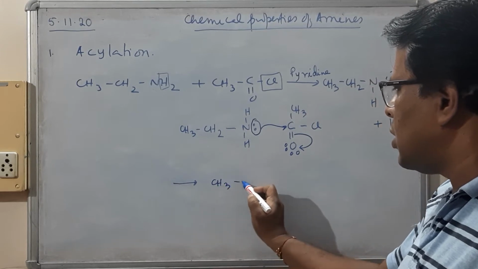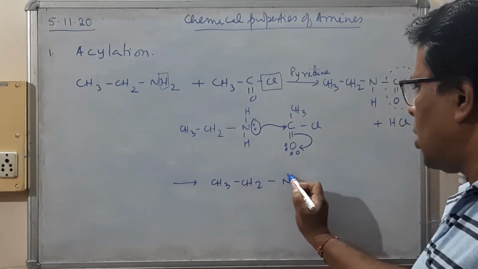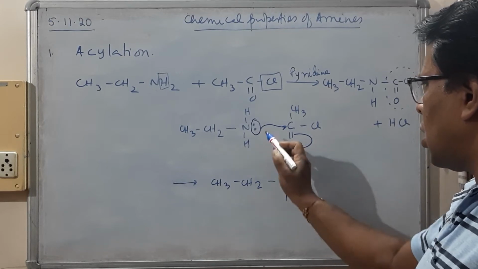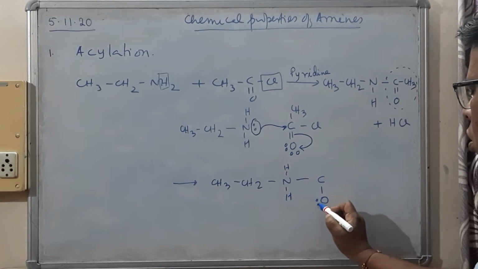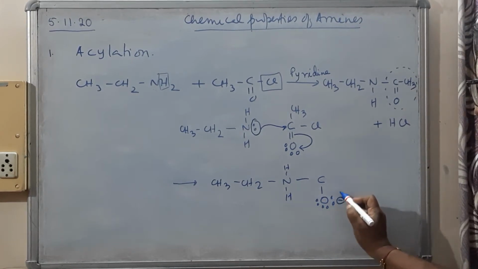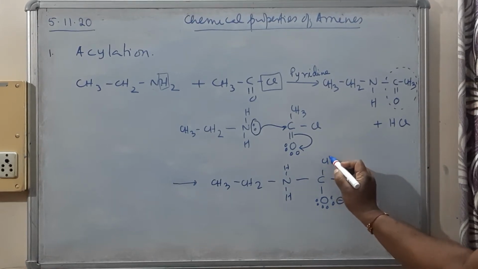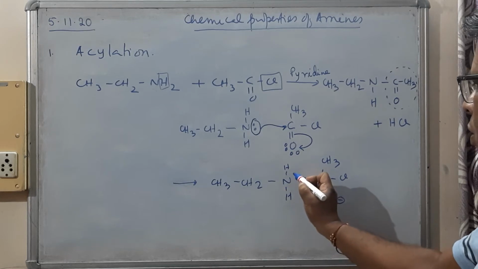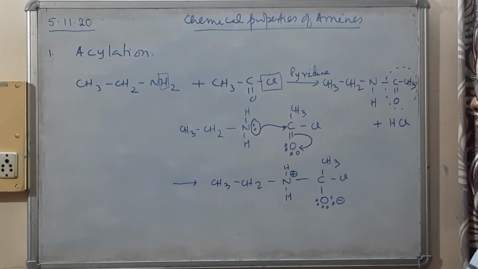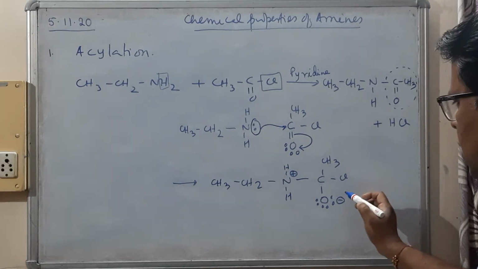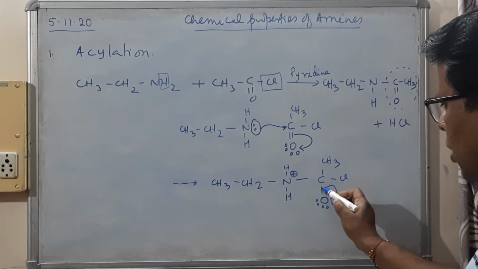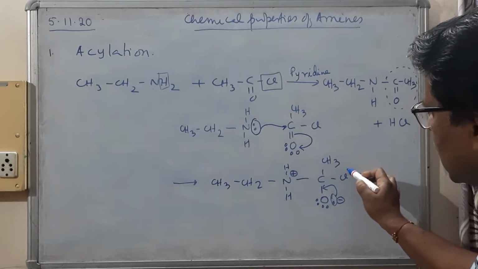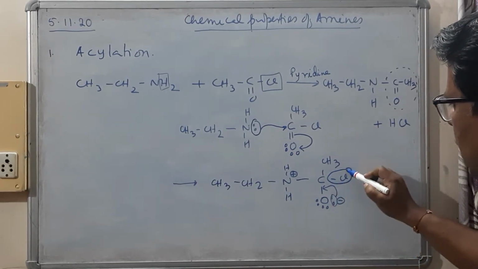And then this thing happens. CH3, CH2, N, H. The bond is formed, C, O, and now three lone pairs. So it will be minus, Cl, CH3, and this N will become plus. So this is first what is formed, and now what happens is this lone pair comes back, and because of that this Cl minus will come out.